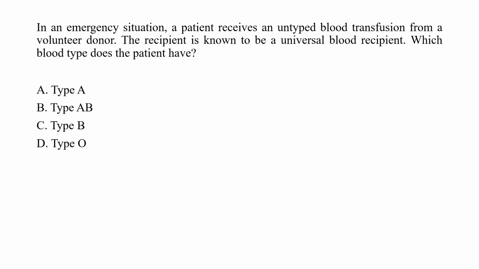In an emergency situation, a patient receives an untyped blood transfusion from a volunteer donor. The recipient is known to be a universal blood recipient. Which blood type does the patient have? Here, a universal recipient means that the patient can accept blood from any donor without risking an immune reaction. The options given are A, type A; B, type AB; C, type B; D, type O.